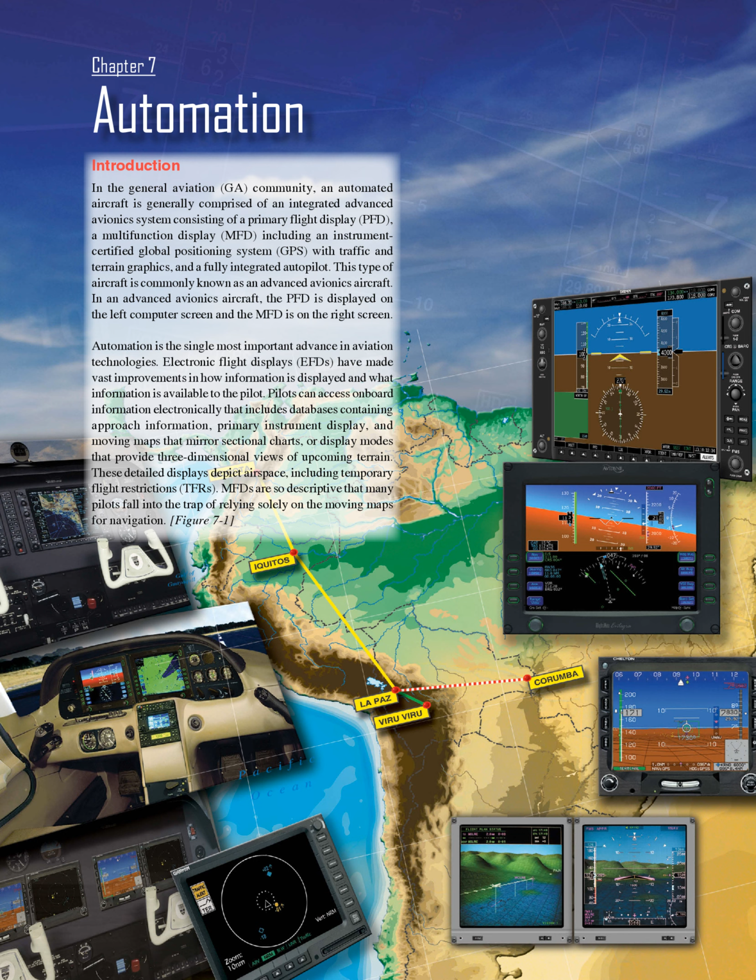These detailed displays depict airspace, including temporary flight restrictions (TFRs). MFDs are so descriptive that many pilots fall into the trap of relying solely on the moving maps for navigation. Figure 7.1.